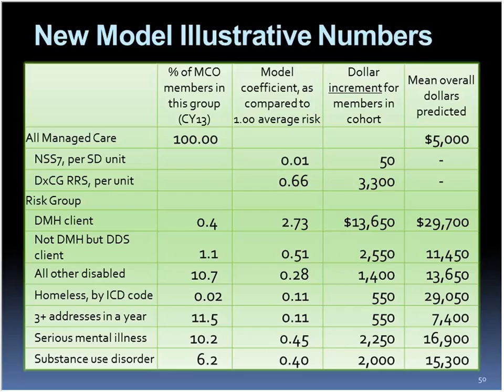Okay, so here's what the model looks like in a mock-up in which we envision that the state is paying on average $5,000 per person. On the leftmost column, we're looking at how common within the current MCO program these risk factors are, and what the model coefficient is. So let me help you read this. If we look at NSS 7 per SD unit, you see 0.01. So that's 1% of $5,000.